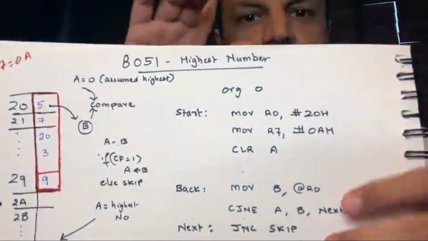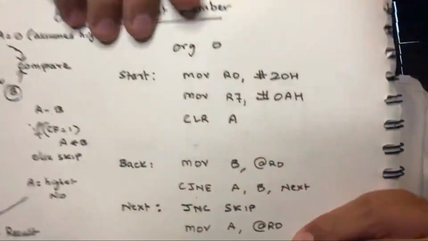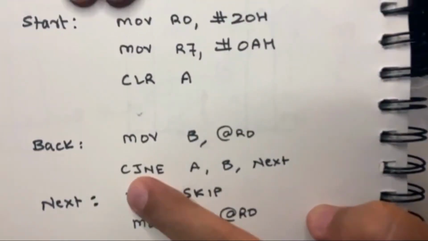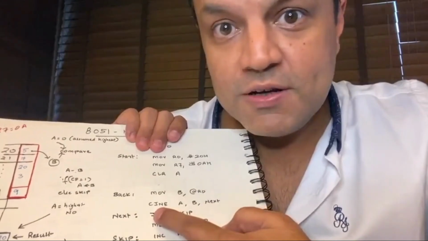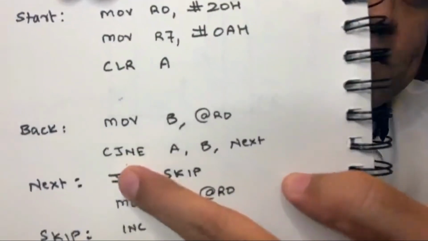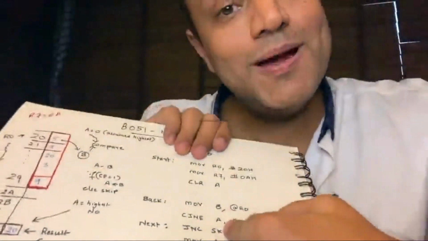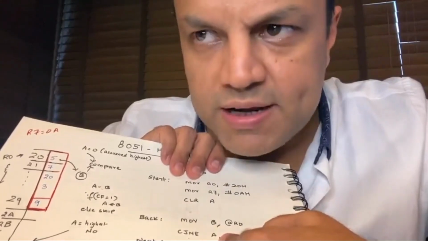Instead of that, the correct or the best or most efficient way of doing it is CJNE. It will compare. Compare also does subtraction, but compare doesn't store the result. So it will compare, which means it will do A minus B. Compare and jump A and B. So it will do A minus B, but will not store the result. So neither A will get spoiled nor B will get spoiled.